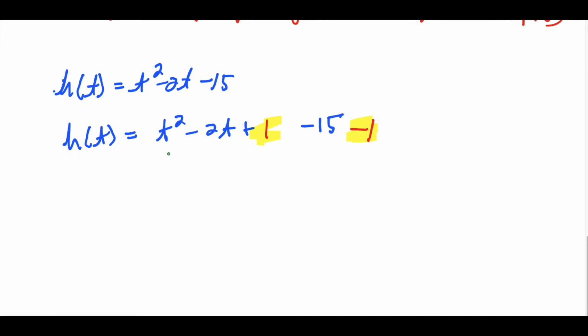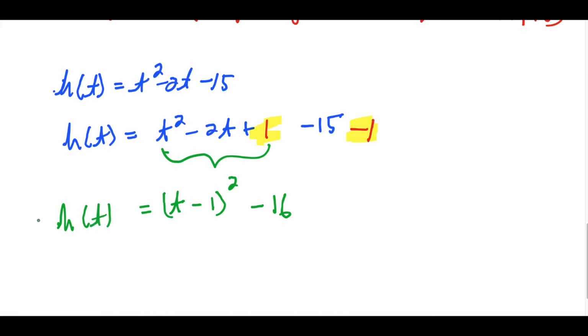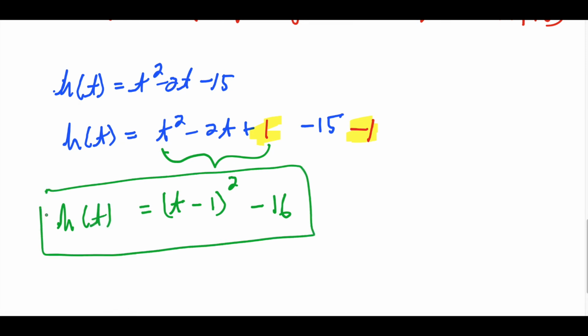So you're going to complete your square with this piece. I mean, you're factoring with this piece here. So it's still t minus 1 squared, and then connect this piece right here. Minus 16, right, because 15 minus 1. Okay, so you're going to get h of t equals that. So that's a faster way of doing it.